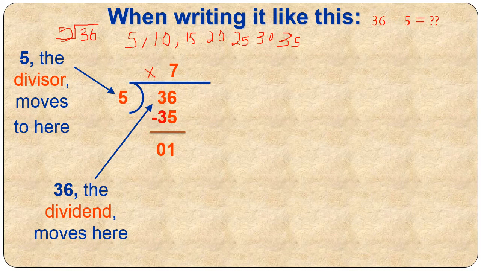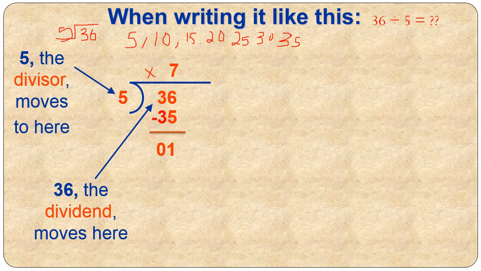Clear? Now how can I solve it? 36 divided by 5. The first step is what? You will find a number which, multiplied by 5, gives a number less than 36, directly less than 36, because we have a lot of numbers less than 36, but we want the nearest one. So we go to the multiplication table of 5. If you have a problem, you can do it like that.